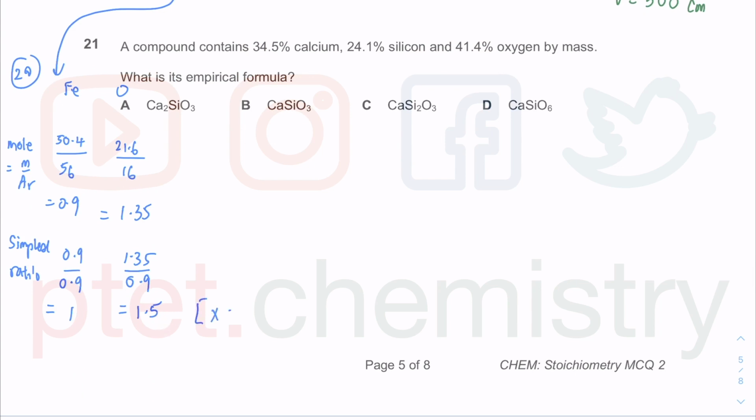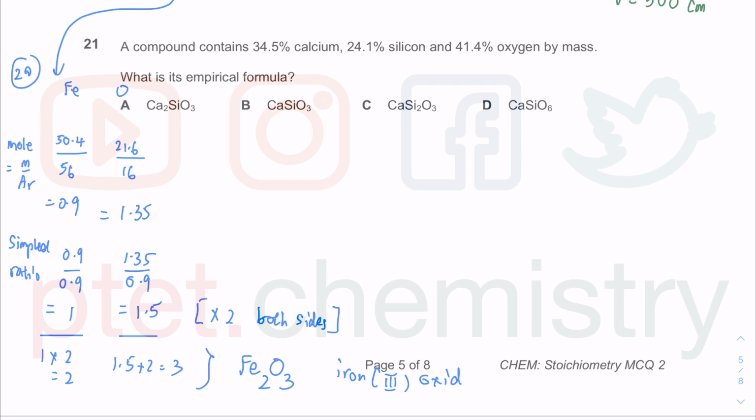Instead, what I do is times 2 both sides, because 1.5 is basically 3 over 2. So what you get is 1 times 2 equal to 2. 1.5 times 2 will give you 3. So what you have is Fe, you have 2 of it. Oxygen, you have 3 of it. Fe2O3. This is iron(III) oxide.